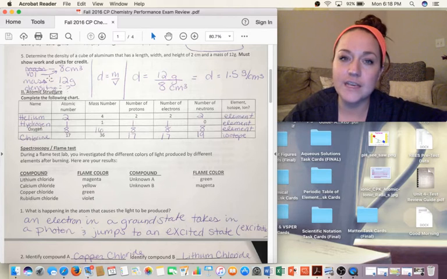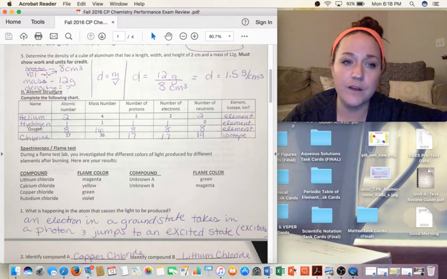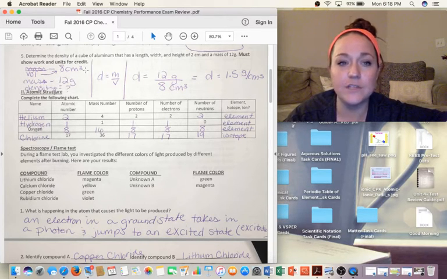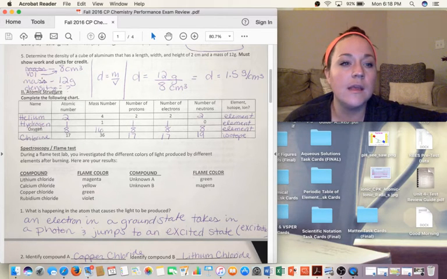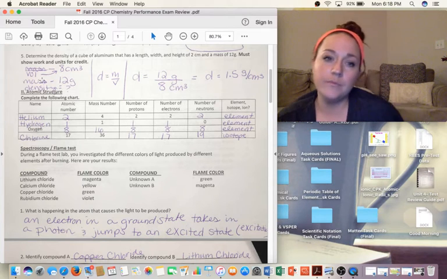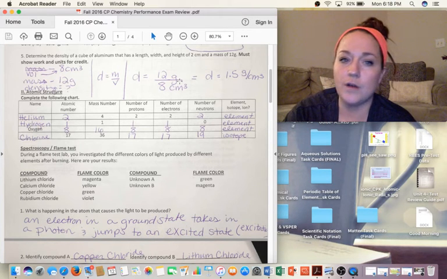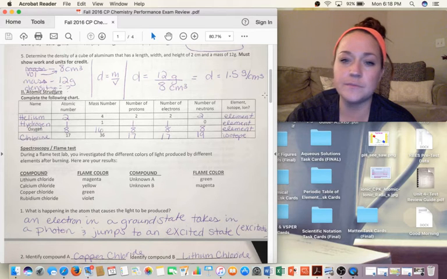So when you take 2 times 2 is 4, times 2 is 8, which will make your volume 8 centimeters cubed. They told you the mass of 12 grams, and density is your unknown, so that would be your step 2. Density equals mass over volume, so D equals 12 grams over 8 centimeters cubed. So giving you a final answer of 1.5 grams over centimeters cubed.